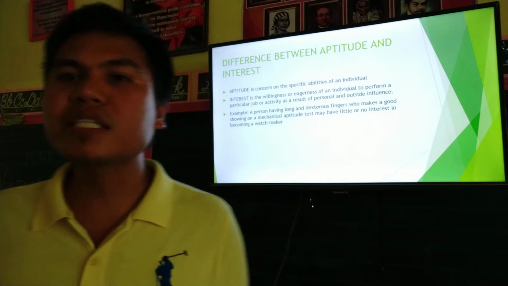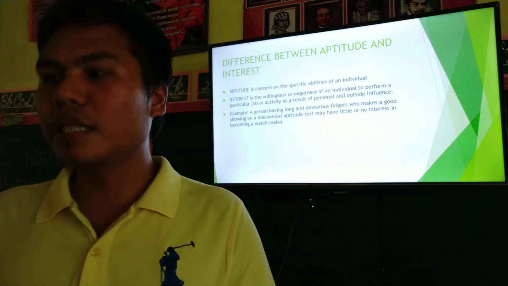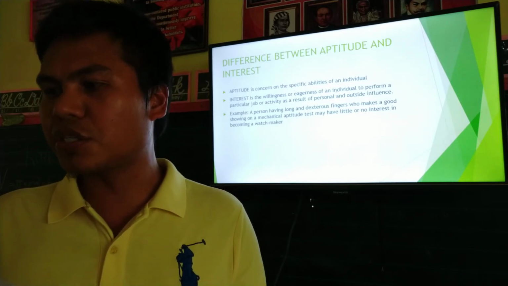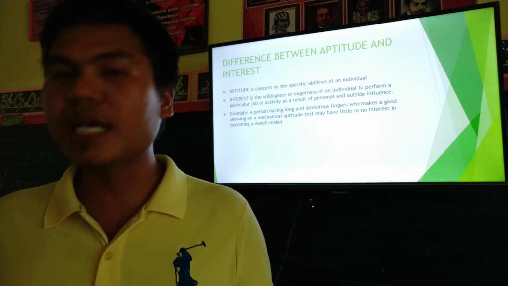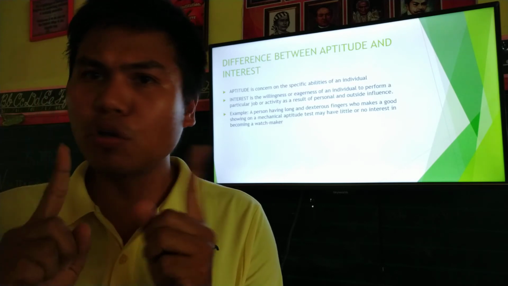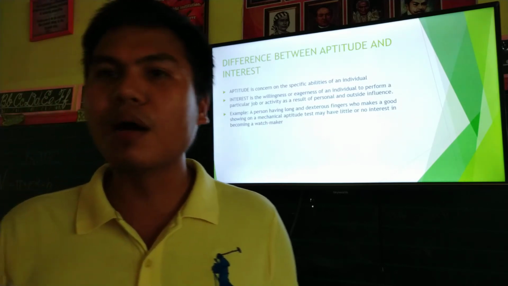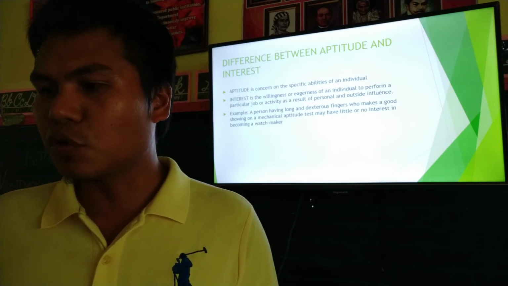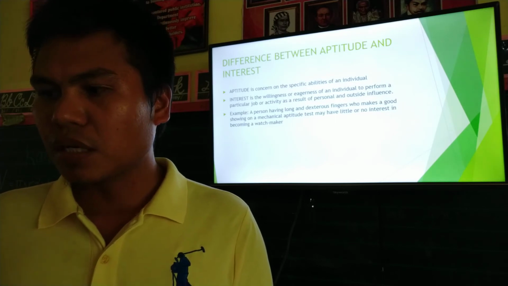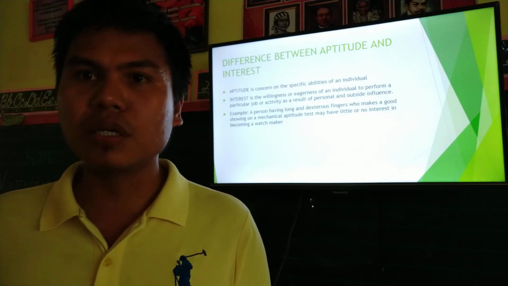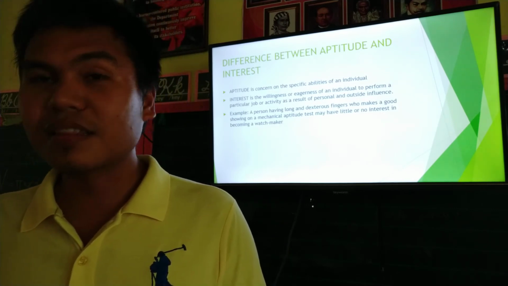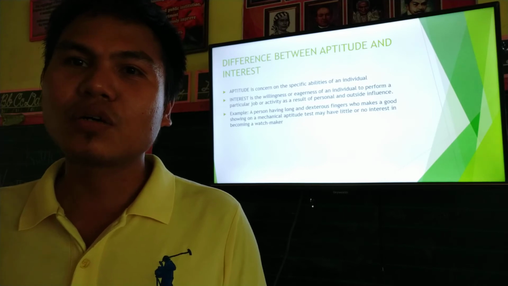Based on the comparison of aptitude and interest, a person having long and dexterous fingers who makes a good showing on a mechanical aptitude test may have little or no interest at all in becoming a watchmaker. So maybe, based on the aptitude test, he is measured as good in manipulating things. But it doesn't mean that he is interested in that particular field.